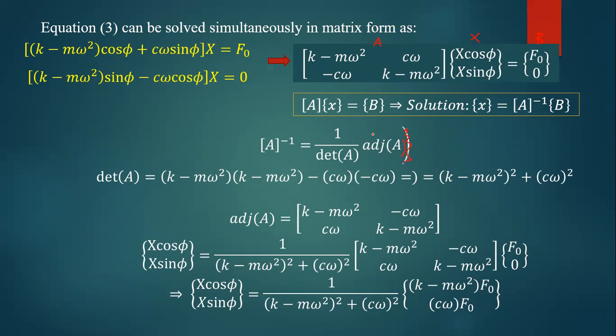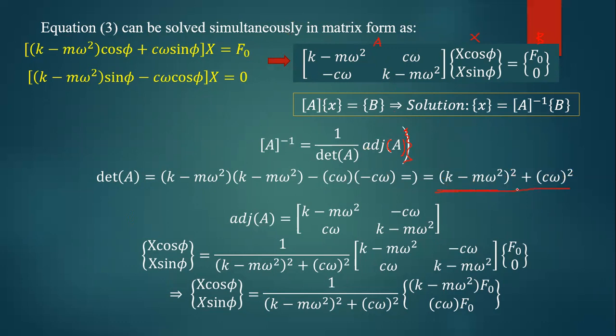Adjoint of A. And what is the determinant of A? Our matrix A determinant is equal to this times this minus this times this. One over determinant of A. So the determinant of A is equal to (k minus m omega squared) times (k minus m omega squared) plus (minus cw) times (minus cw), which gives us (k minus m omega squared) the whole square plus (cw) the whole square. So this is the determinant of A.